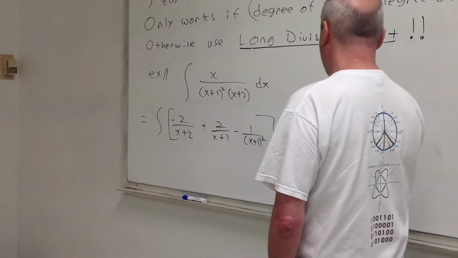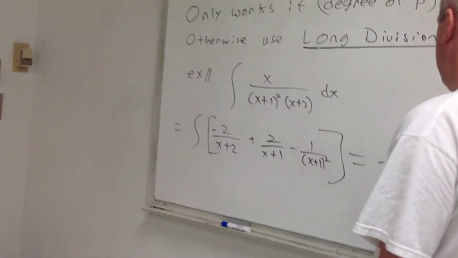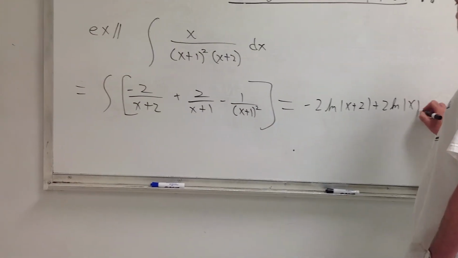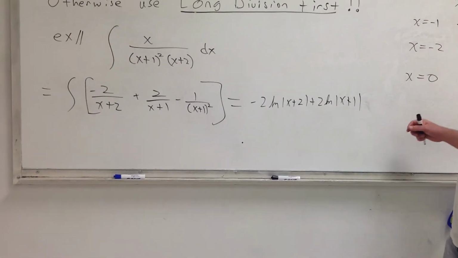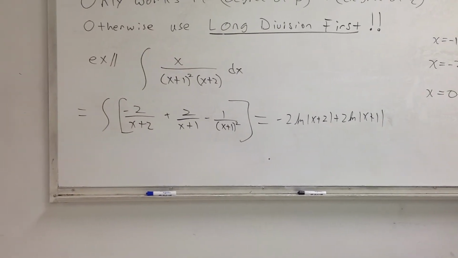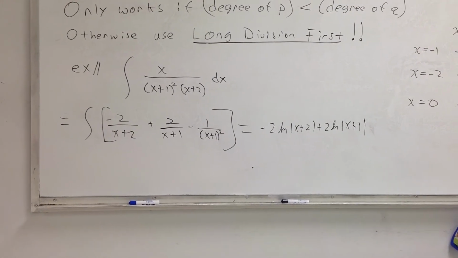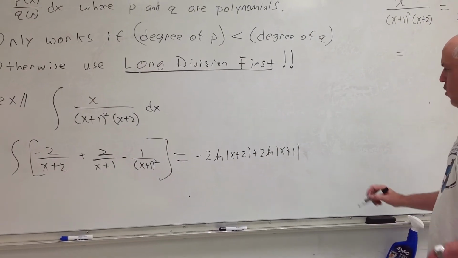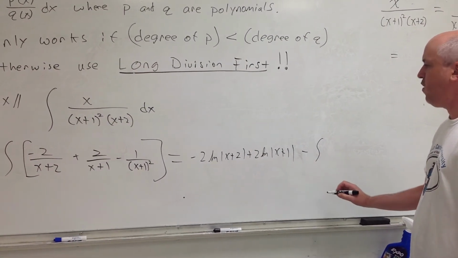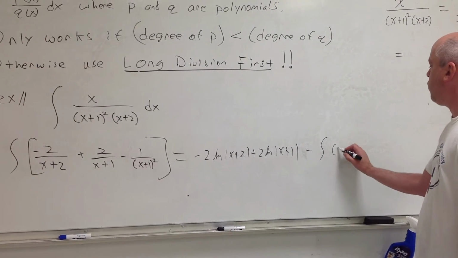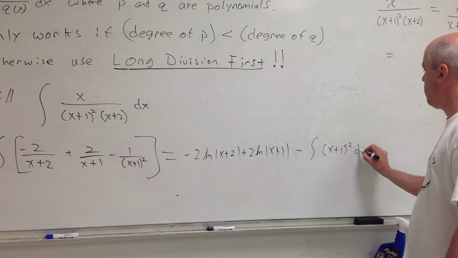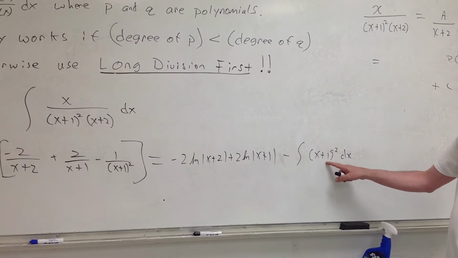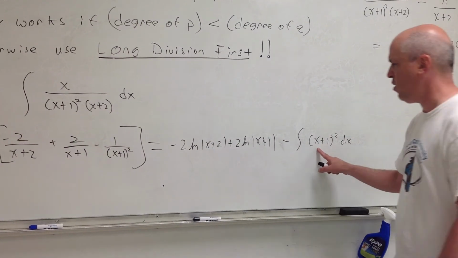Now the first two we can integrate without doing a whole lot of work. Negative 2 log x plus 2, plus 2 log x plus 1. But now I still need to integrate negative 1 over x plus 1 squared. This is actually the generalized power rule. So I'm going to break this one up for you. This is minus the integral of x plus 1 to the negative 2. Technically this is a u substitution where u is x plus 1, but its derivative is 1, so I really don't need to spell that all out.